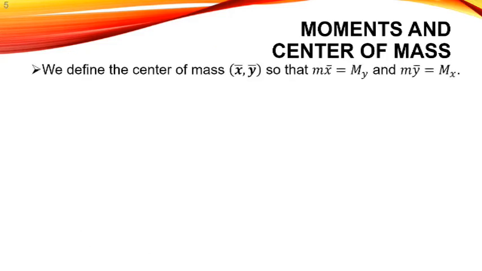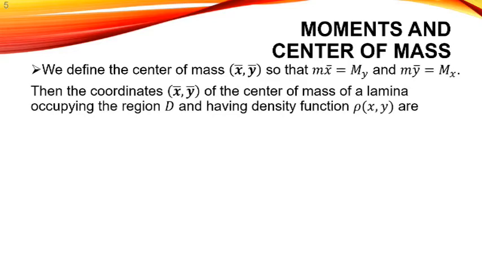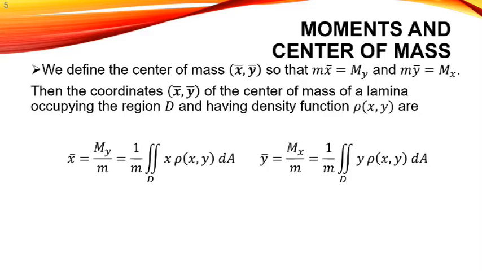So we define the center of the mass naman, x bar y bar, so that mass times the x bar is equal to the moment with respect to y, and mass times y bar is equal to the moment with respect to x. Then the coordinates x bar y bar is the center of mass of a lamina occupying the region D and having density function rho of xy, which are given by these formulas. So since yung x bar ang hinahanap natin, so we divide both sides by m. So m sub y over m is the x bar.